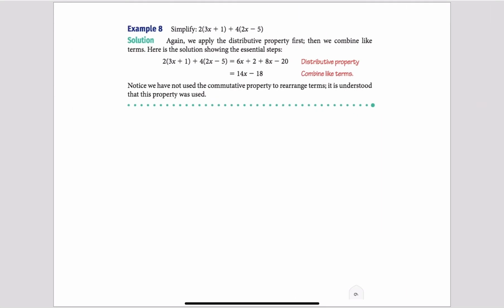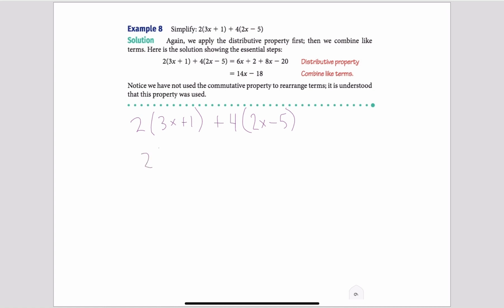Let's do another problem here that has us sort of combining all of our skills. You know, we have to use the distributive property a couple of times. We have to follow the order of operations. We have to combine like terms. So we will go ahead and distribute.